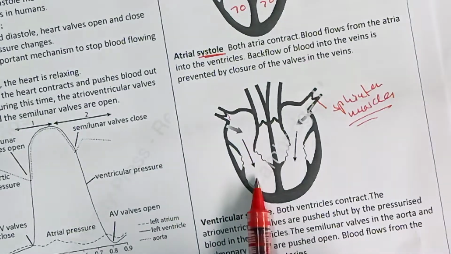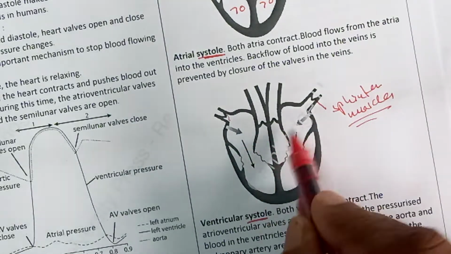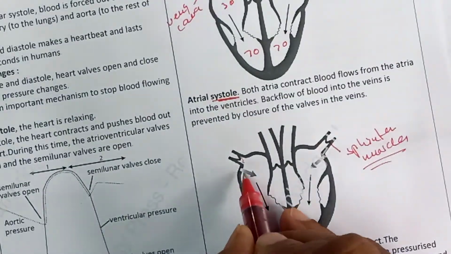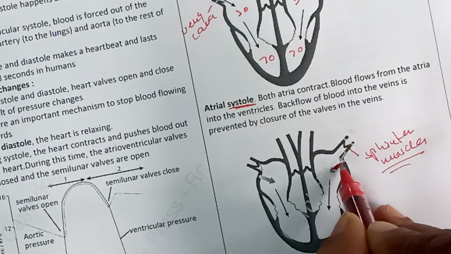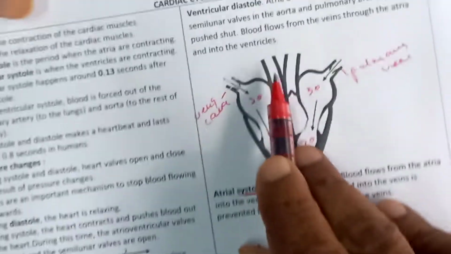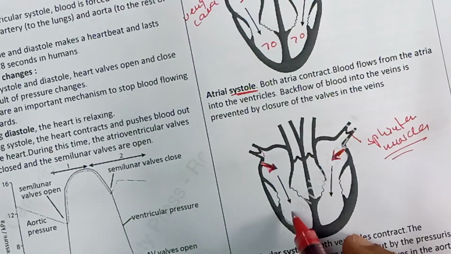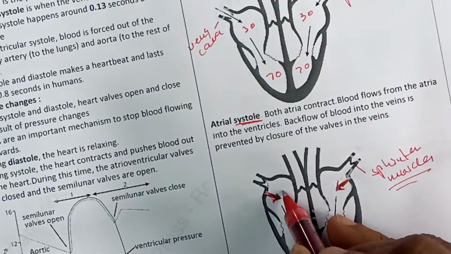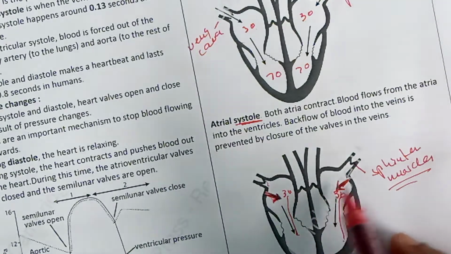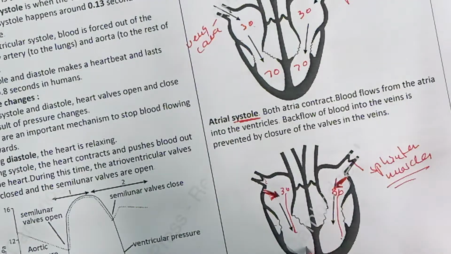So now this starts contracting. This is atrial systole. Can you see this is contracting? The wall is contracting because we have some blood in it. When it contracts, there is 70 here, the 30 will move down. So it is emptied. Now it is full with blood.